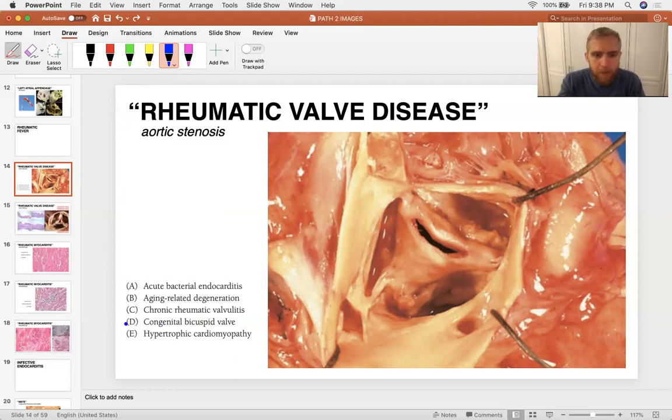And so that makes me say, all right, it's not a bicuspid valve. It's not degeneration. Acute endocarditis, no, because that's most commonly going to affect the bottom of the aortic valve, the ventricular side, the low pressure side. Hypertrophic cardiomyopathy, no, they're not showing you the ventricles, they're showing you the valve.